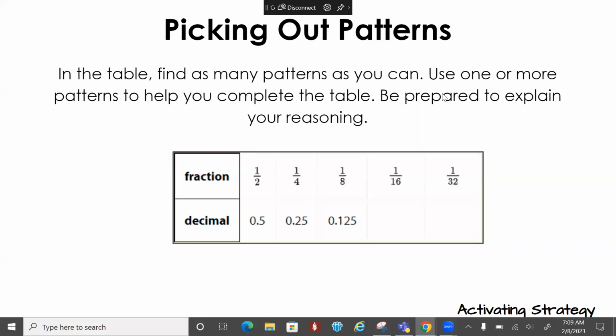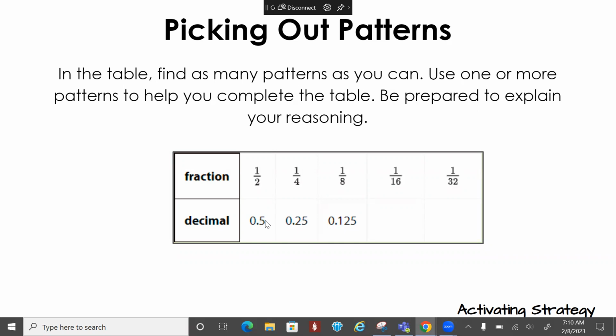All right, so in the table, find as many patterns as you can. Use one or more patterns to help you complete the table. Be prepared to explain your reasoning. Okay, so what am I going to put right here? Actually, first of all, what's the pattern that you notice? Notice a pattern?